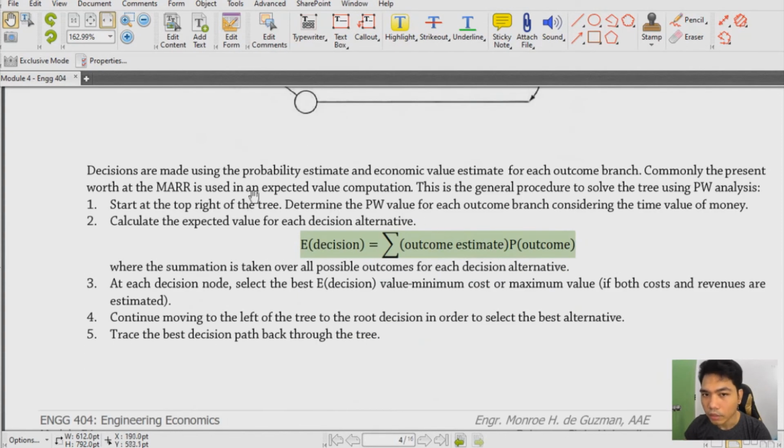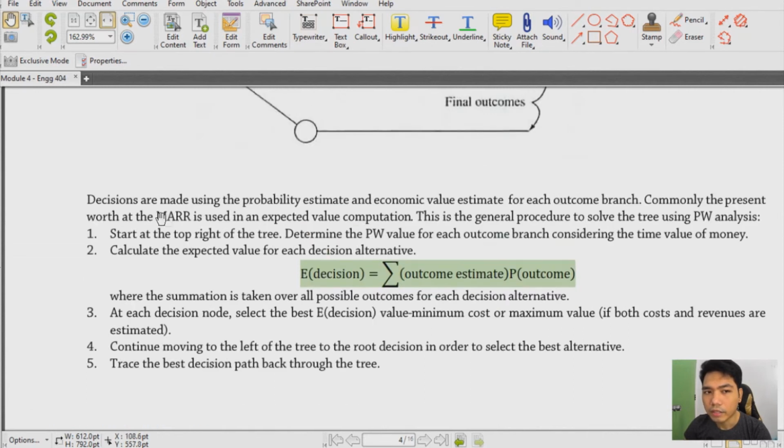So yun, and then another one is that decisions are made using the probability estimate and economic value estimate. So this is actually the expected value natin. Ito yun, E-decision. So if you are able to determine something like the positive expected value, then that should be your answer. So kung hindi lang siya yung positive, most probably that is the greatest number or the greatest value. So ganun lang naman yung case natin, di ba? Kahit naman sa present worth or dun sa mga annual worth, pag pumipili tayo yung mas malaki pa rin. So in this case, that would be your expected value na pipiliin natin.